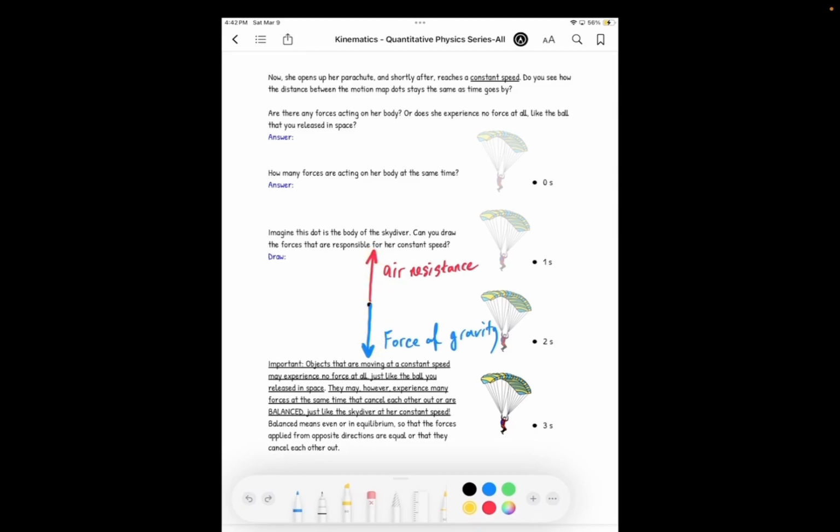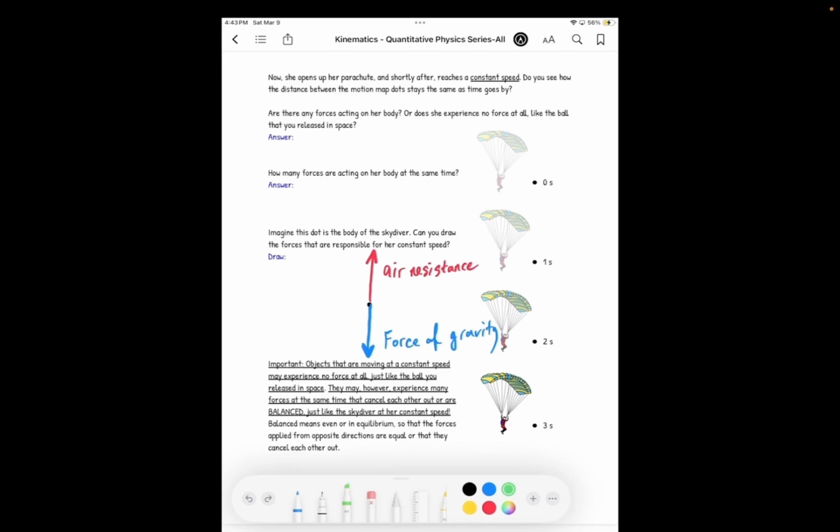So I'm going to give you another question here. Let's say for any reason, this air resistance was a little bit more than force of gravity. What do you think is going to happen to this object as it moves down? Maybe it will slow down. It would slow down. Very good.